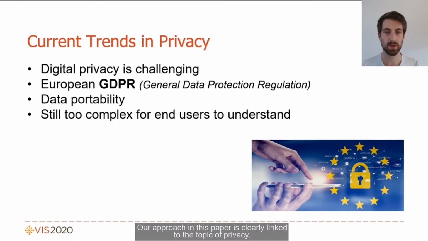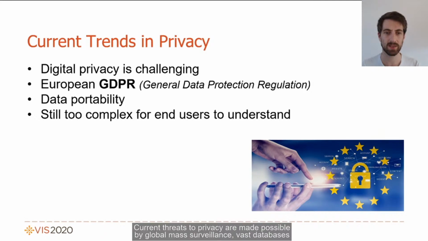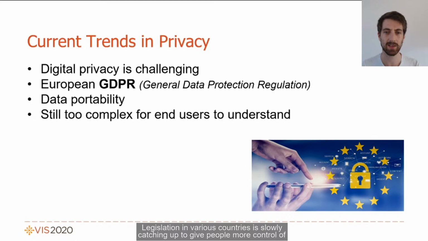Our approach in this paper is clearly linked to the topic of privacy. Privacy in the digital space is changing rapidly due to new technologies that were created over the last few decades. Current threats to privacy are made possible by global mass surveillance, vast databases, and fast distribution networks. Legislation in various countries is slowly catching up to give people more control of their data. A recent example is the European GDPR, which regulates how personal data is handled and gives more rights to users.